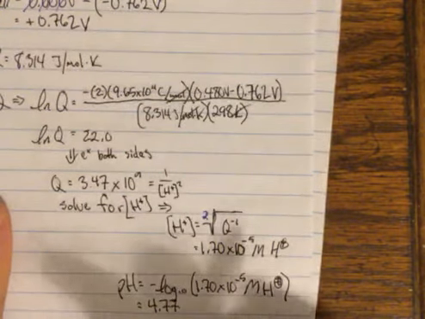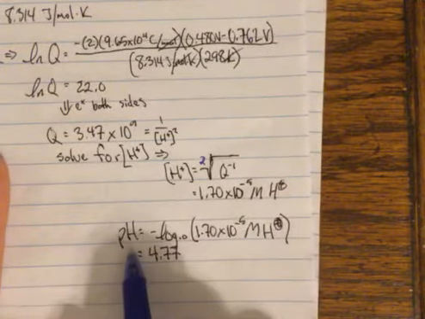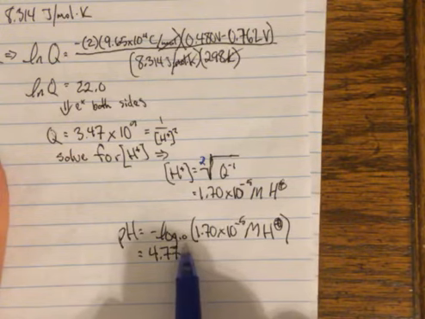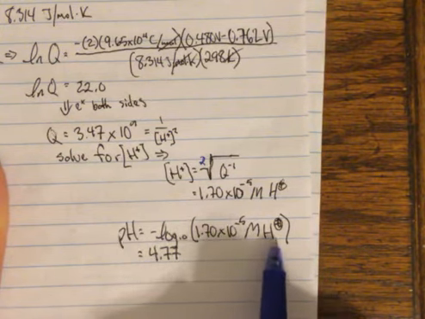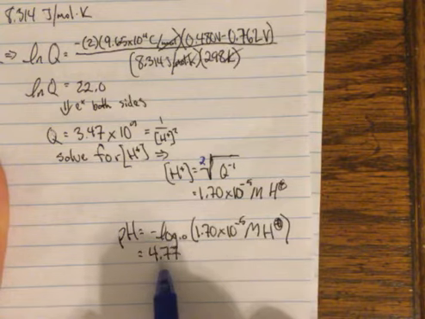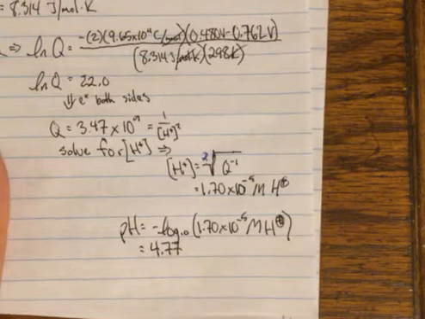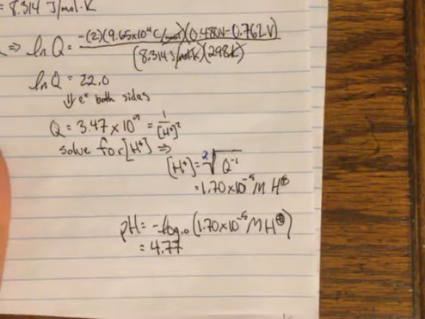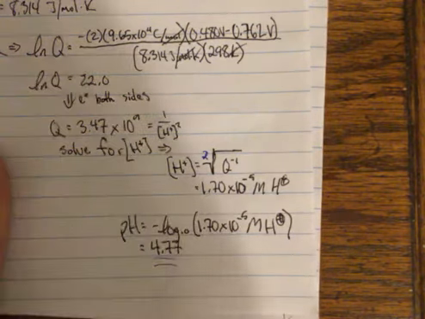Okay, so now that we have that H plus concentration, all we have to do is do the negative log base 10, remember not ln, of 1.70 times 10 to the minus 5 molar H plus, and that should give you 4.77 as the pH for that particular solution. Remember that negative sign is going to negate things to make it positive. Okay, so 4.77 is the answer.